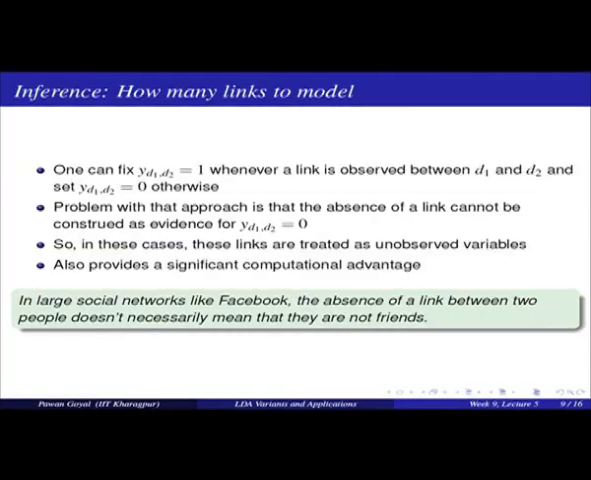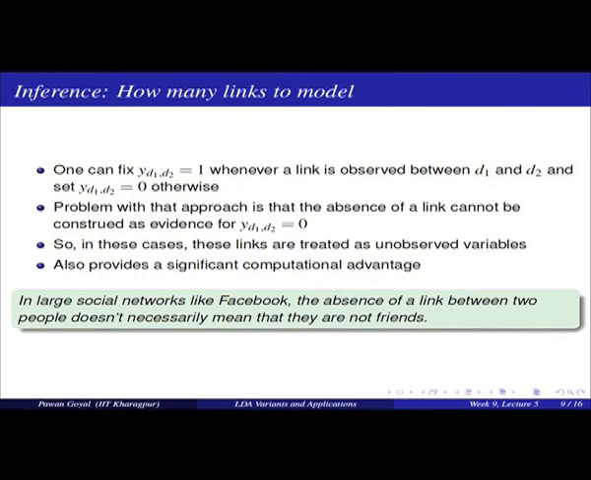So one thing is that whenever there is a link, you take it as 1. Whenever there is no link, you take it as an unobserved variable. So I do not know if there is a link or not. So that also helps you in being computationally efficient. It avoids giving you so many different pairs of documents, right? So that is especially in the case of social networks, whenever there is an absence of link, you cannot take it as if y_d1,d2 is equal to 0.